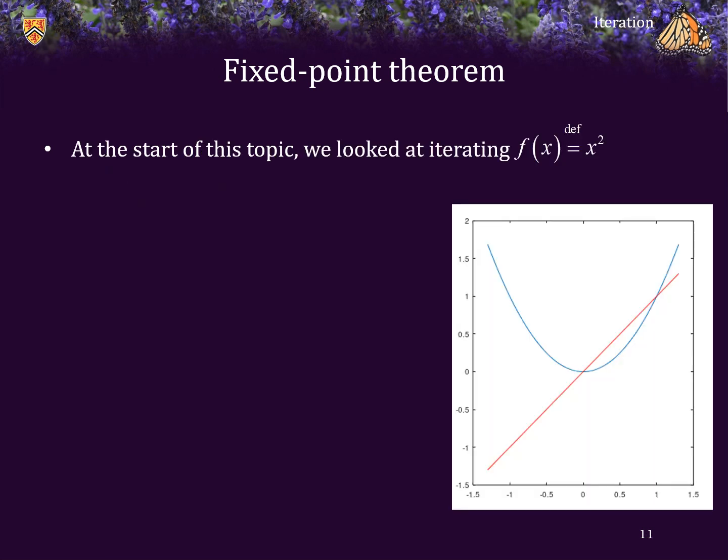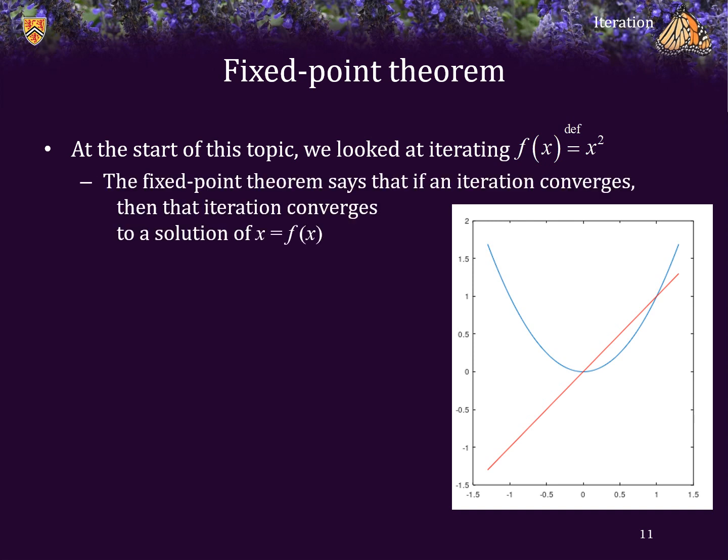Now, at the start of this topic, we looked at iterating the function f of x defined as x squared. Now, the fixed point theorem says that if an iteration of this function converges, then it must converge to a solution of x equals f of x. There are two solutions, when x is equal to 1 and when x is equal to 0.